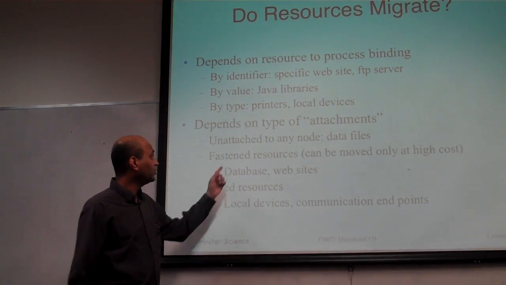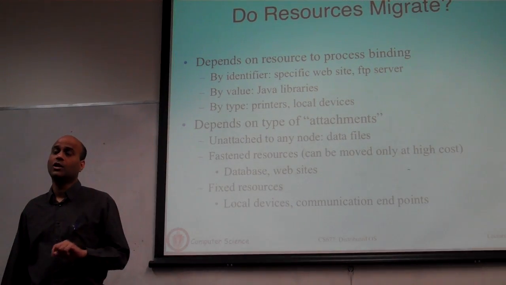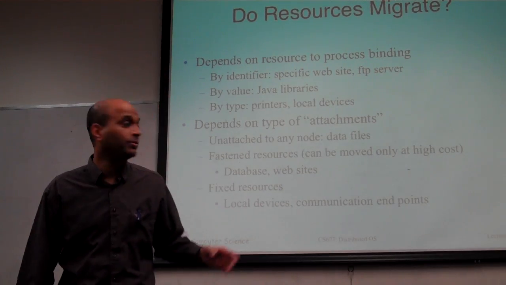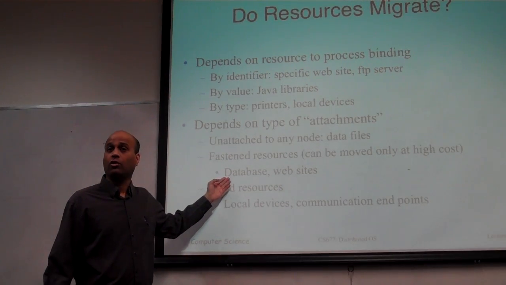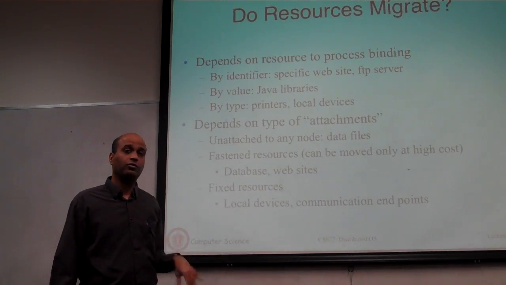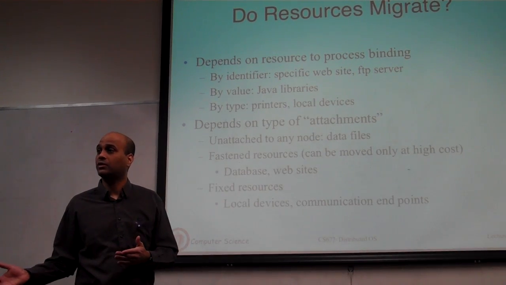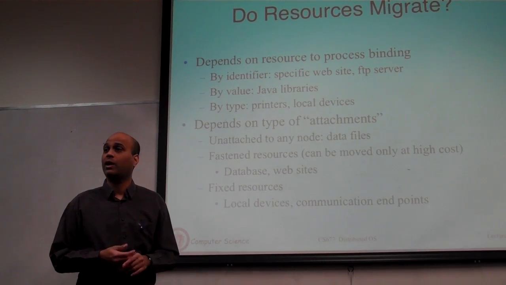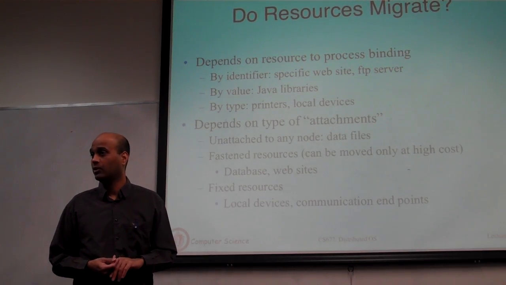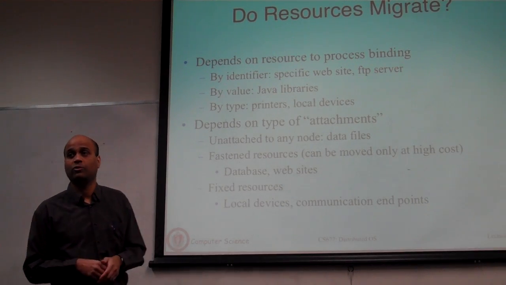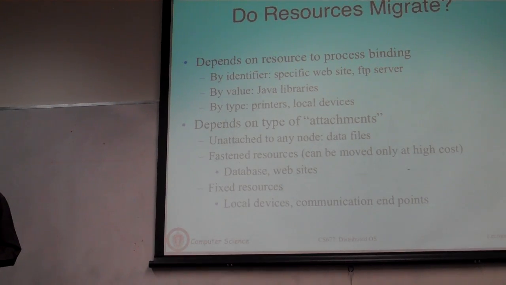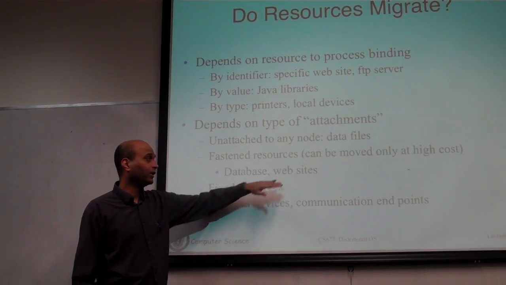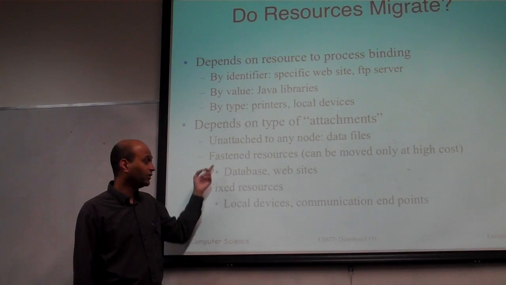Okay? Other resources are what we will call fastened resources. These resources can be moved but at a high cost. A large database being an example. The cost of moving it is very high. You can move websites, an entire website. But the cost is high because things have to be reconfigured for those web pages to become accessible with the same name. Okay, a website may have a name, www.foo.com. So just moving something over doesn't make it accessible from a different machine. So more work has to go in order to make those resources available.